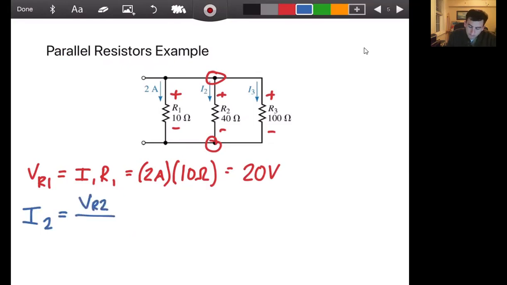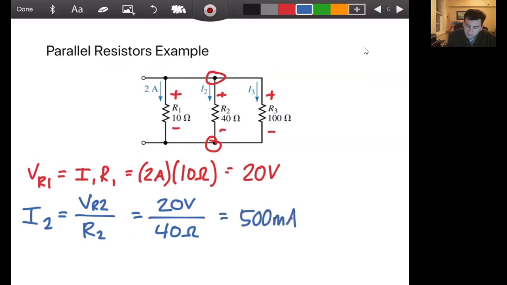So to solve for I2, all we're doing is rearranging Ohm's law and saying that current is equal to voltage across R2 divided by R2. This is just V equals IR rearranged. We know that V R2 is just 20 volts because it's the same as the voltage drop across R1. R2 we're given is 40 ohms. And in proper engineering notation, that's 500 milliamps, I2.